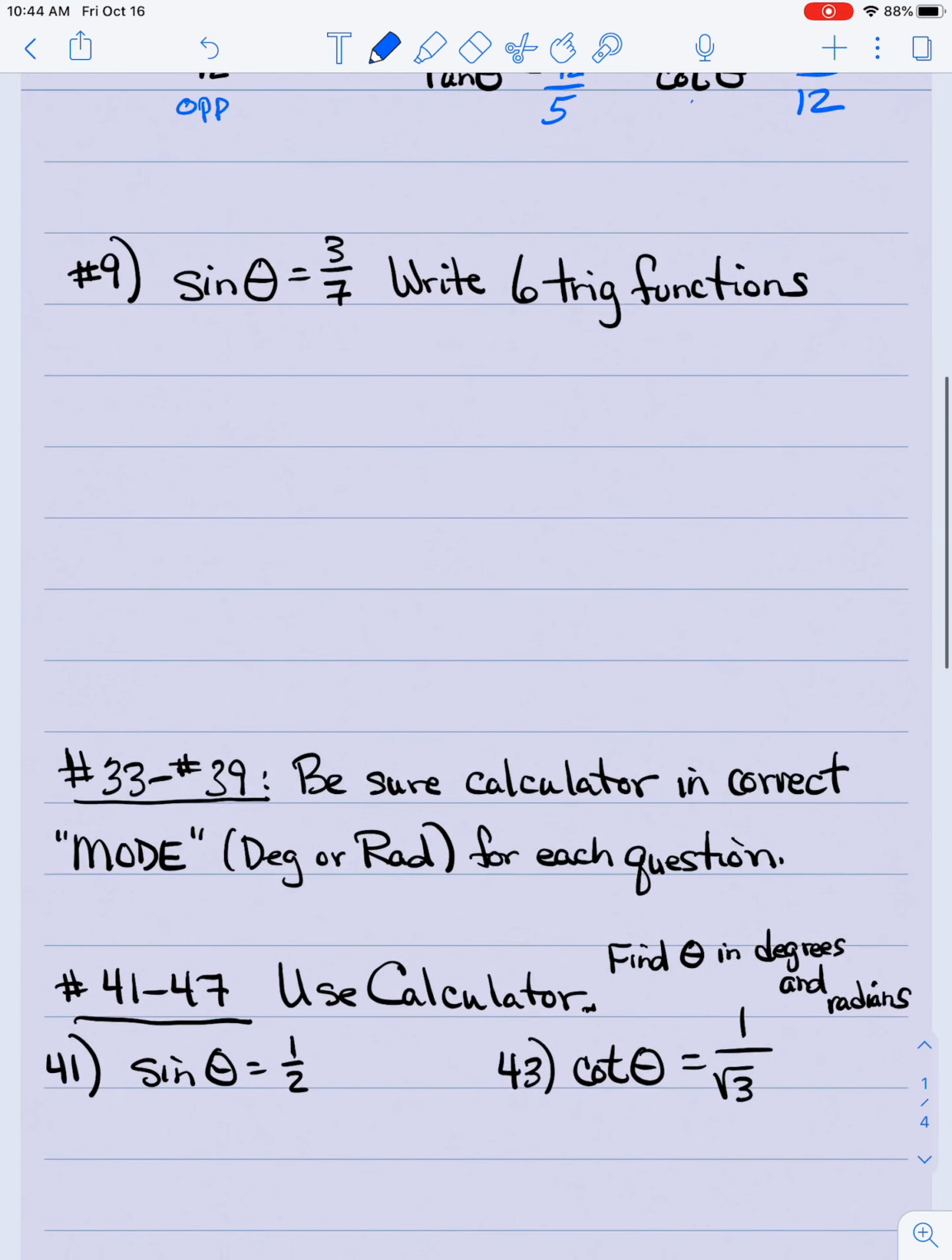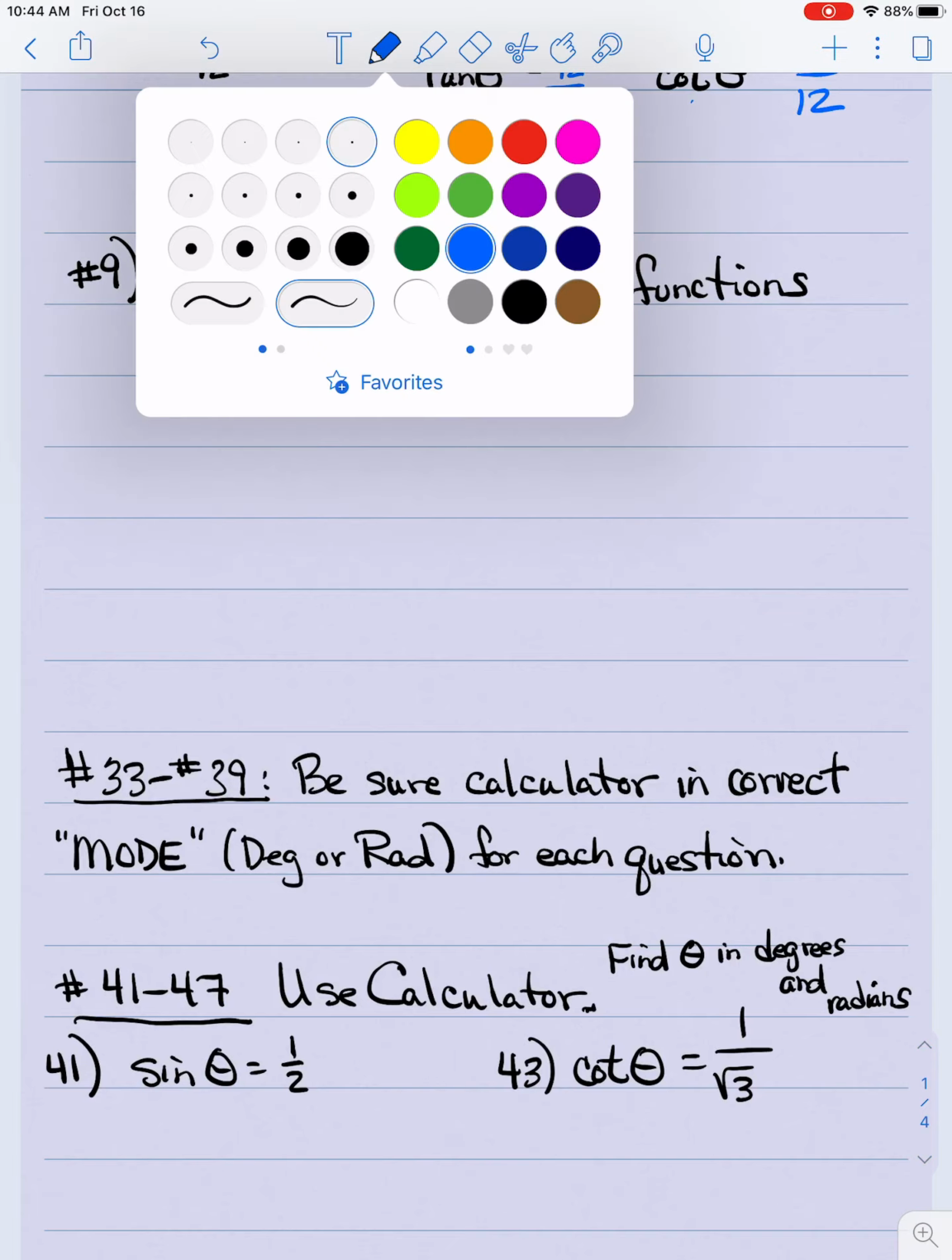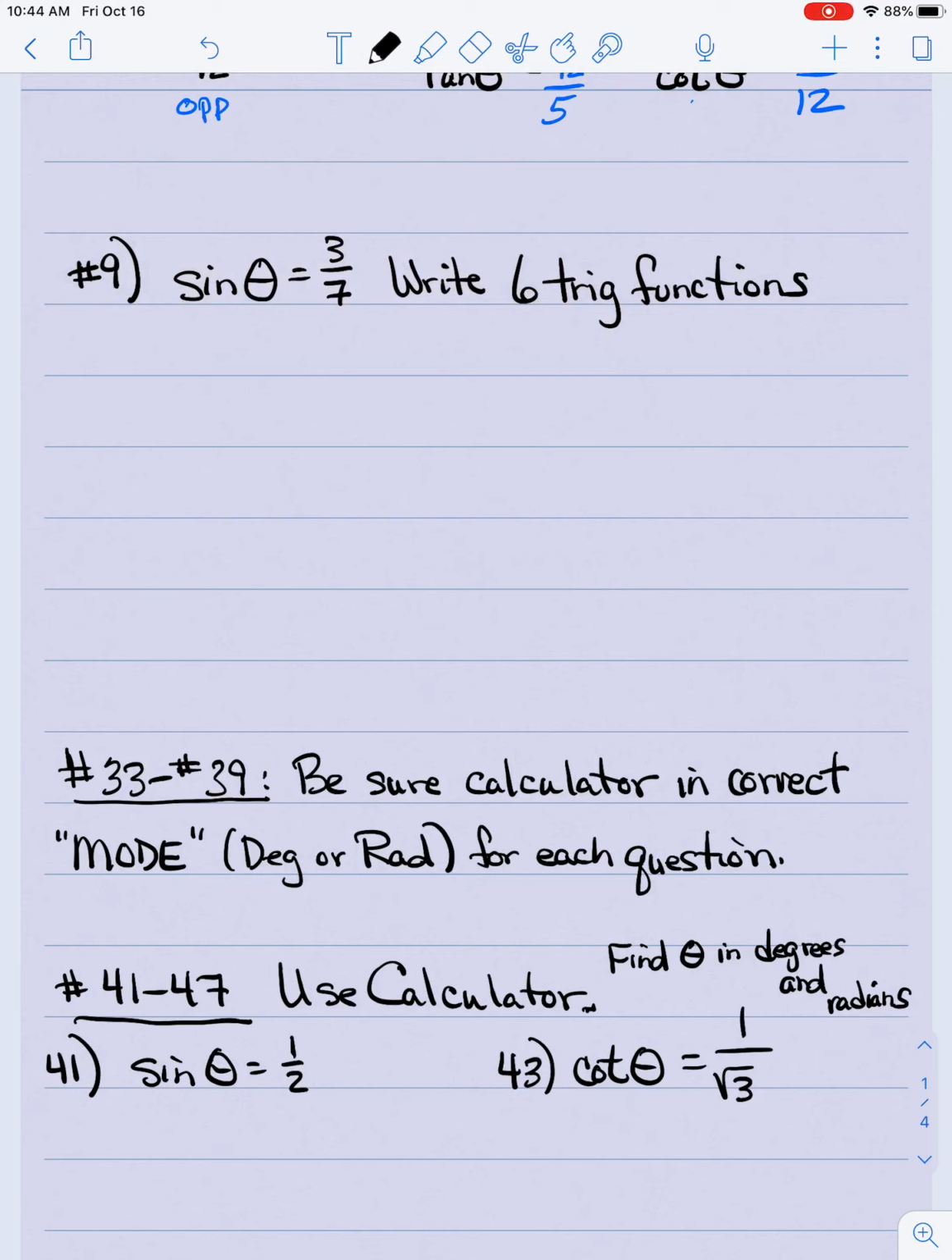Okay, question number 9. They start you with sine theta equals 3/7.